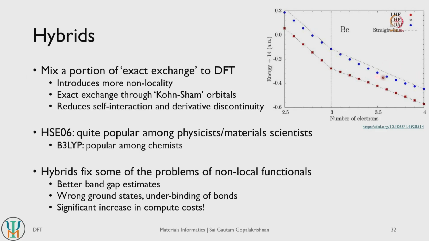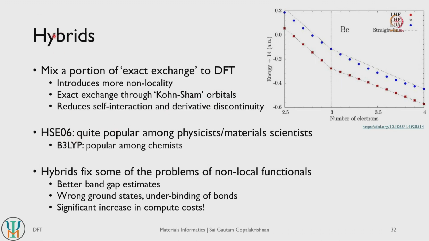The dotted lines basically tell you how the discontinuity should look. They illustrate straight lines. You see that LDA is still smooth, but if you include any amount of exact exchange, you recover your derivative discontinuity. Or in other words, your data points all lie more on the straight line than in the case of LDA, right.